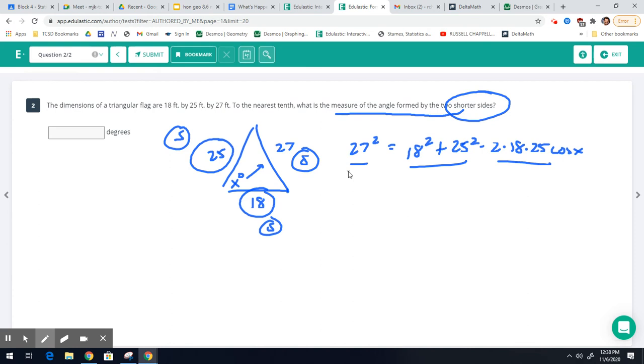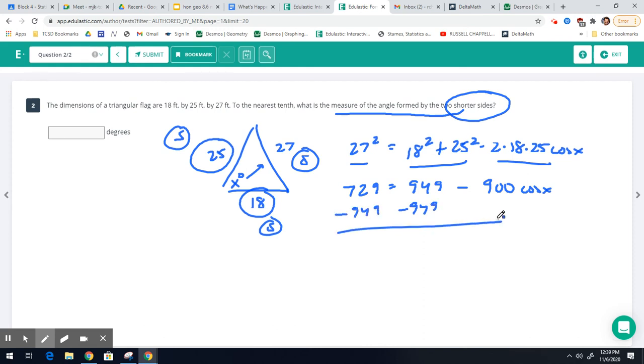Again, three things you do first. 27 squared is 729. 18 squared plus 25 squared is 949. Minus 2 times 18 times 25 is 900, cosine X. Again, avoid the temptation. Get rid of the 949 by subtracting it to the other side. So 729 minus 949 is negative 220. So negative 220 equals negative 900 cosine X.